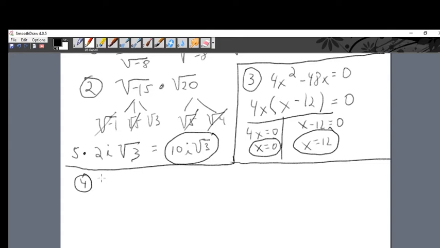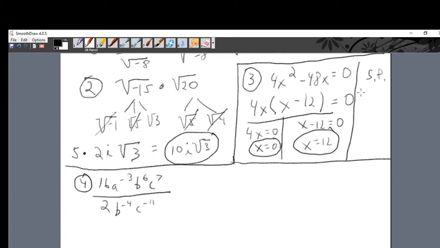16 a to the negative 3, b to the 6, c to the 7, divided by 2 b to the negative 4, c to the negative 11. Now, let me remind you of something, one of those old rules.